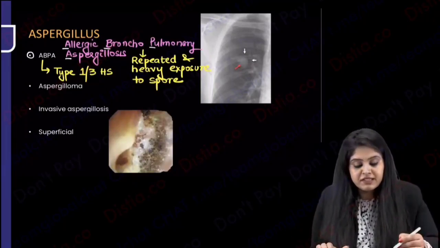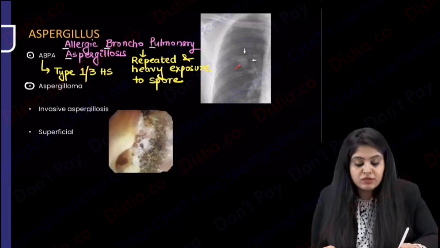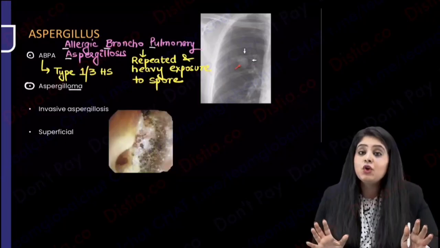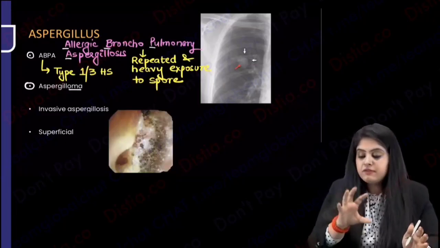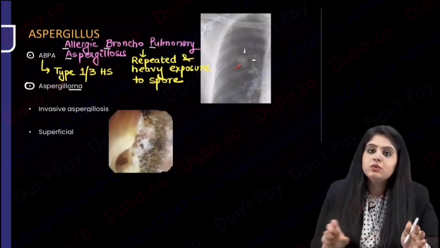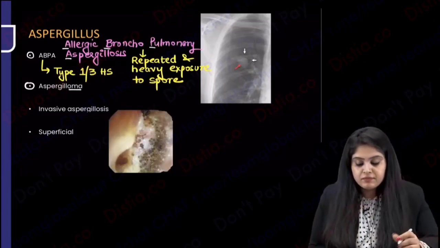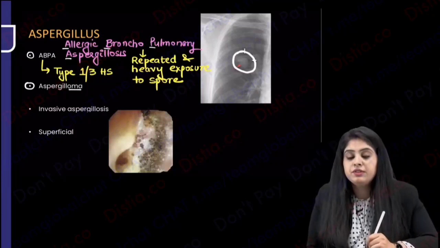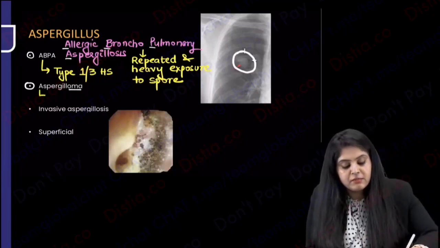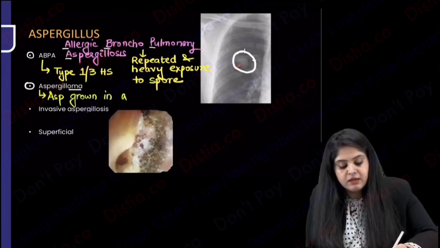Okay. Having said that, the next variety of aspergillus is going to be aspergilloma. As soon as I start using the word oma, we start thinking of tumors, right? So this is nothing to do with a tumor. It's just to tell you that there is a well circumscribed lesion. So if you see in the lungs, there is actually a well circumscribed lesion over here. You know what this is? This is nothing but aspergillus, which will grow in a pre-existing cavity. What do I mean by that?